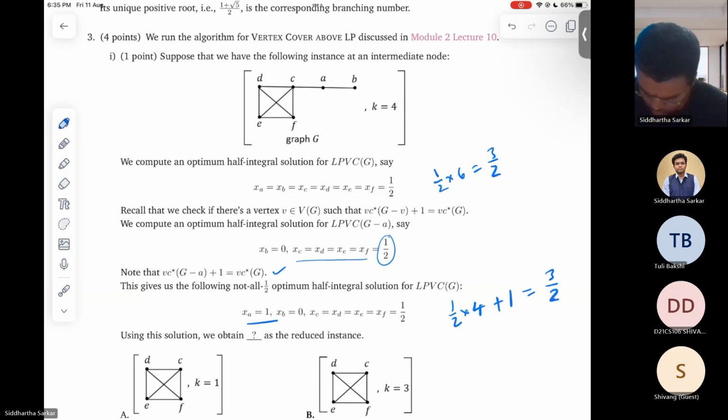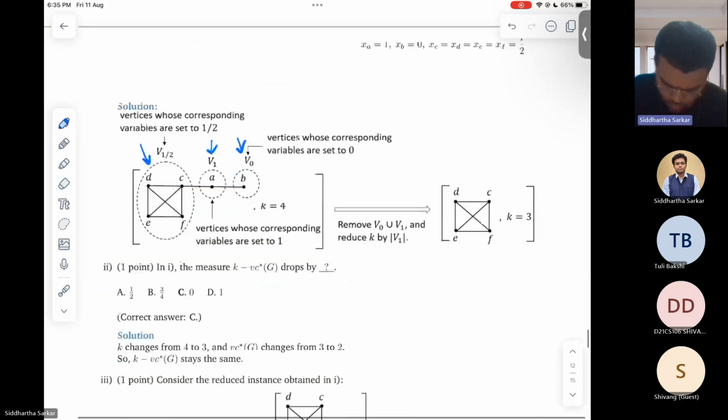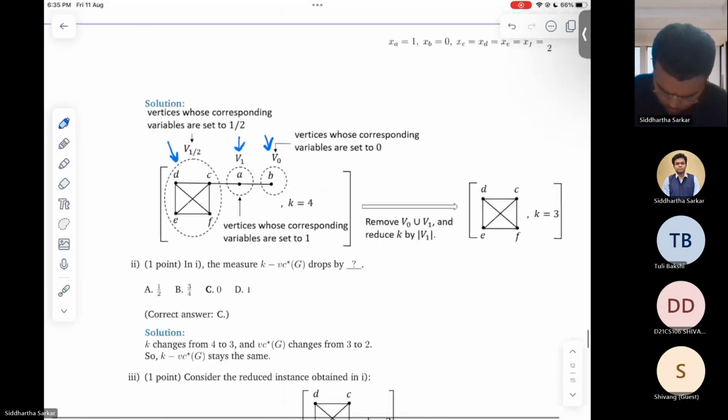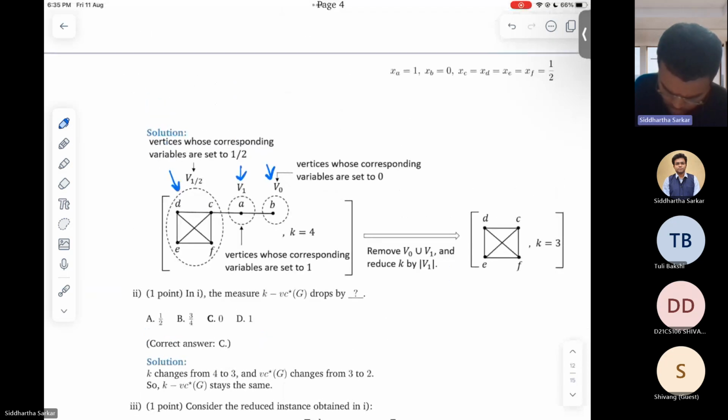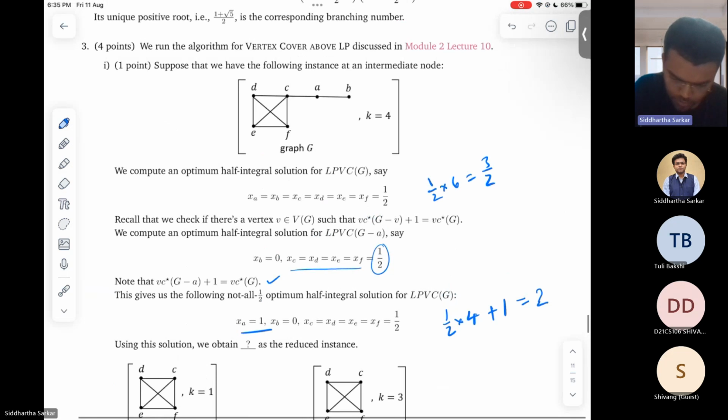Wait. No, sorry, this would be 2, right? Let's look at the solution to see how they're solving it. K changes from 4 to 3. Oh, sorry, half into 6 is not 3 by 2, right?